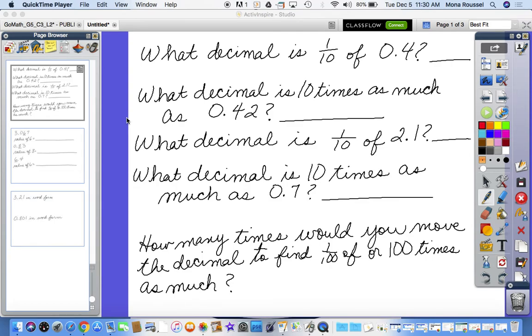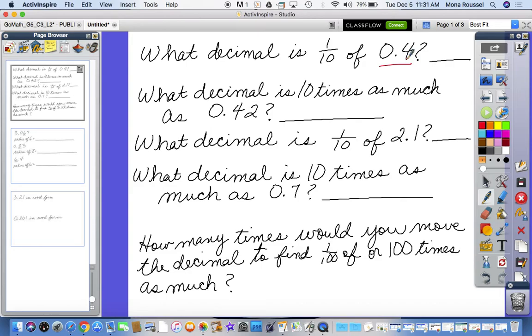Today we're going to review some basic decimal skills and concepts. We're going to start off with a problem like what decimal is 1/10 of 4/10. This decimal is 4/10. We know that because the 4 is in the tenths place. And we also know that if we have to find 1/10 of something, the value is going to get smaller.